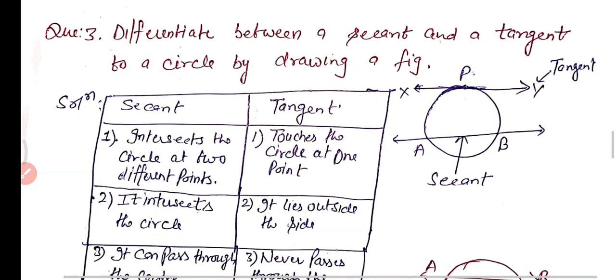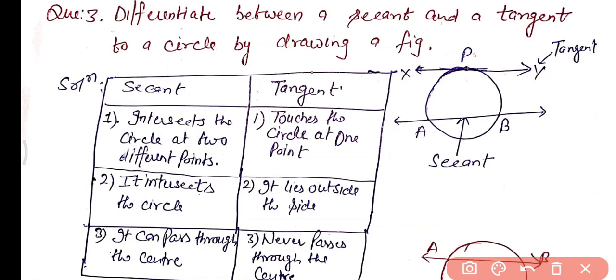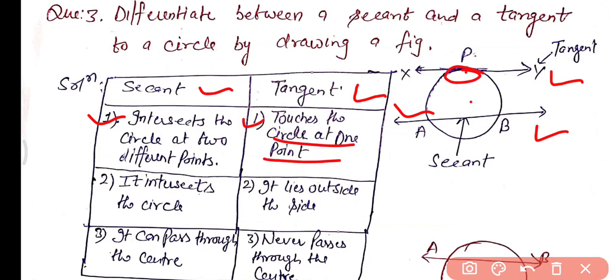Now proceed to question number 3. Differentiate between a secant and a tangent to a circle by drawing a figure. So we have a circle with center O, you can see, and XY is the line that is known as a tangent if it touches the circle at the point P, and AB is a secant that intersects the circle at two different points A and B. So now we have the secant and the tangent. We are to tell what are the major differences between them. A secant intersects the circle at two different points, you can see here, that is A and B, and a tangent touches the circle at one point, that is point P, the point of contact.